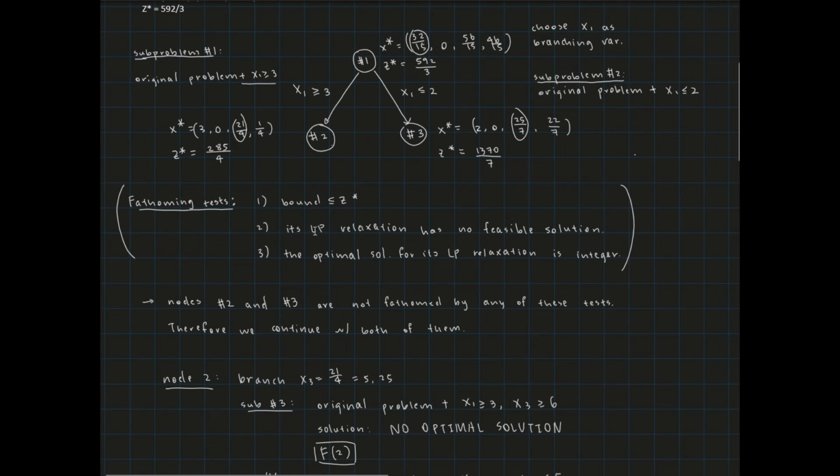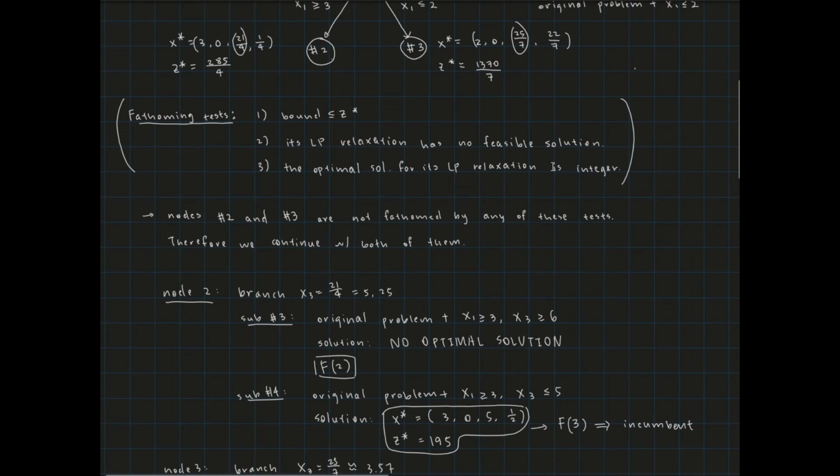2 says its LP relaxation has no feasible solutions. These 2 both have feasible solutions. And 3, the optimal solution for its LP relaxation is integer. They're not integer yet, so by all these fathoming tests, these 2 nodes are not fathomed yet. Therefore, we have to branch both of them in our future iterations, which we're going to do right now.